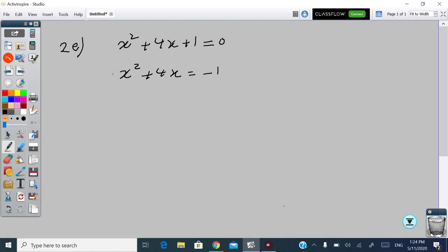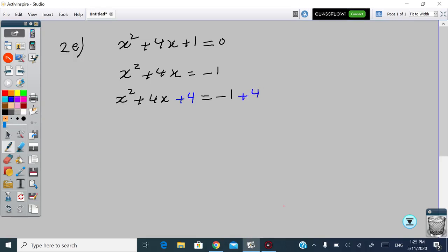So I ask myself, what constant do I need here on the left-hand side that will make it a perfect square? And the question is, we take the coefficient of x, which is 4, and we divide it by 2, half of it. So 4 divided by 2 is 2. Square it, that's 4. So you add a 4 to both sides. You need to add the 4 to both sides, otherwise you will change the equation.